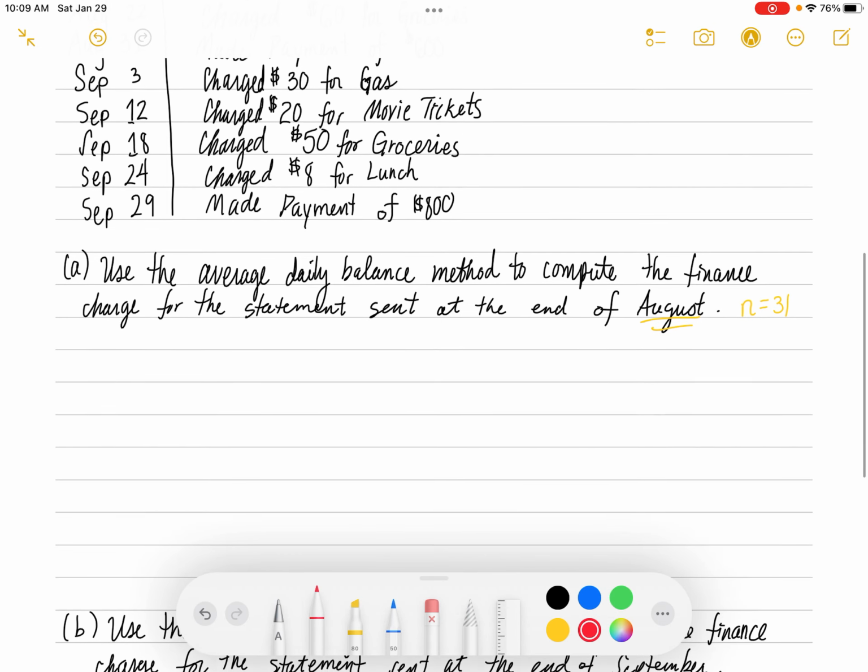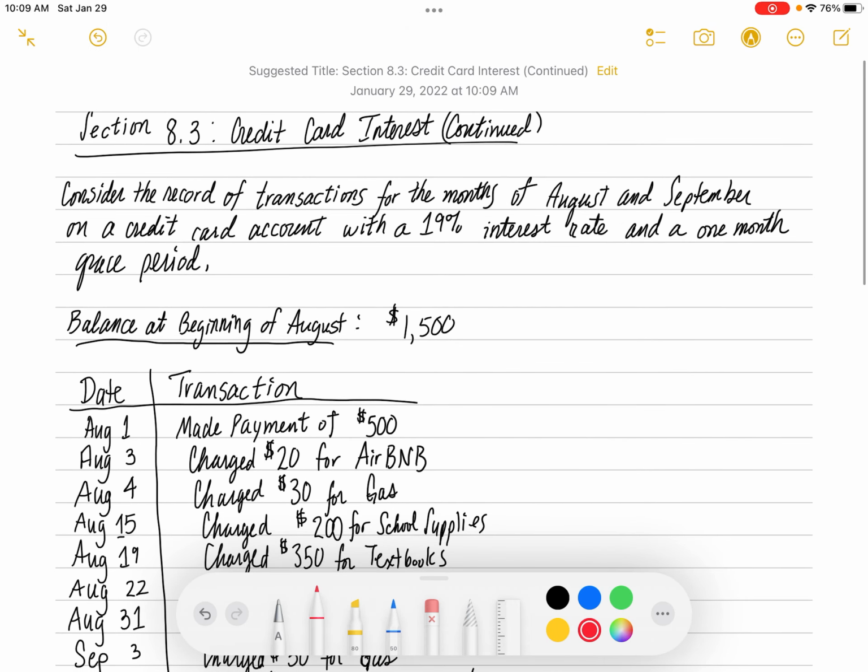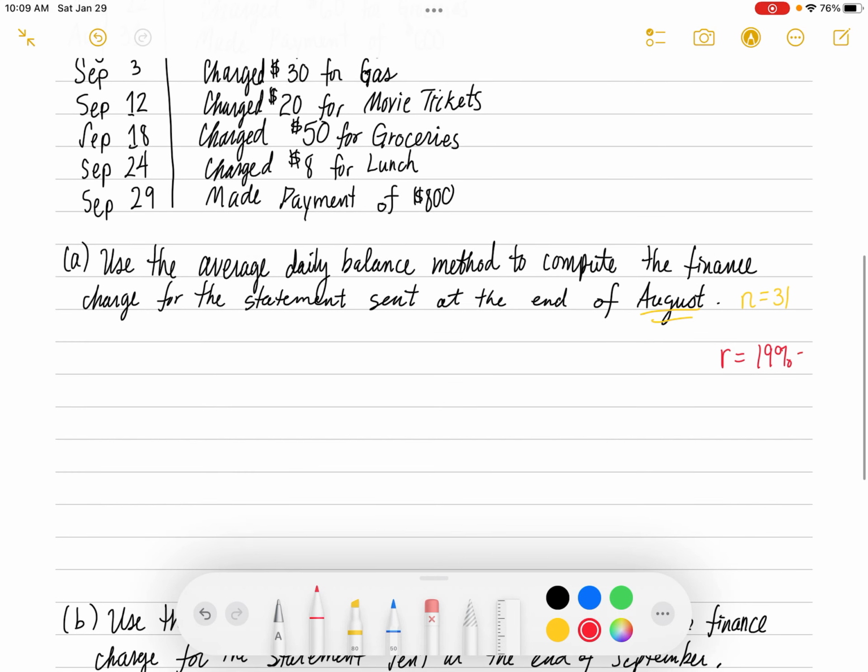Now, our interest rate R is going to be 19%. That's 0.19. And our T, our time in years, the formula is N over 365. N is the number of days in the month. That's 31 over 365. And we don't want to turn that into a decimal. We want to leave it as a fraction, because if you turn it into a decimal, you'll have to round it off, and you get round off error. We want to be more accurate.